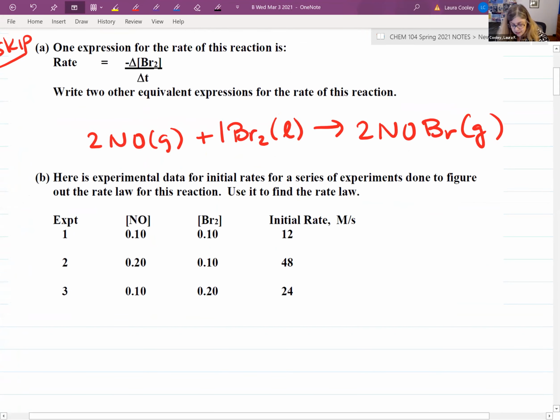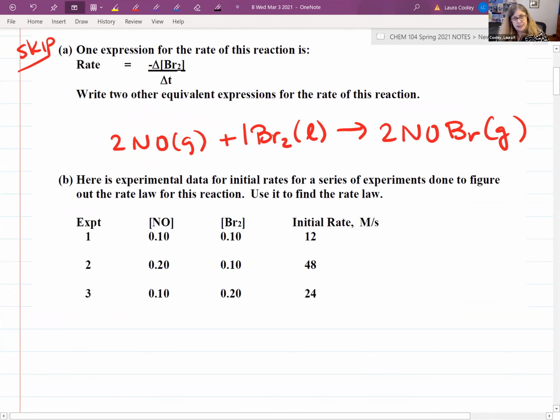Okay, so what this is telling you is that somebody went into the lab and did 3 different experiments with different concentrations of the 2 reactants. Here they're both the same at 0.1. Here one is 0.2 and one is 0.1. Here, the first one is 0.1, the second one is 0.2 molar, right? Because that's what those brackets mean.